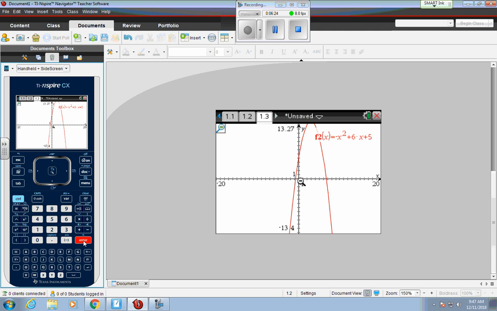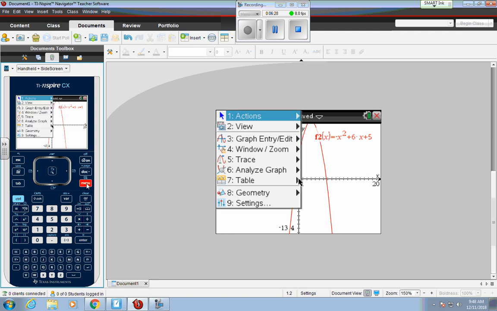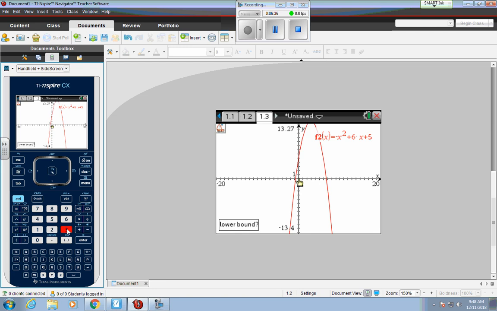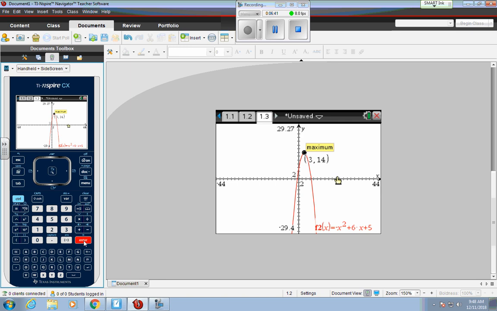Okay? We want the turning point. So menu, let's analyze the graph. And in this case, it's a maximum, not a minimum. So the maximum is 3. Lower bound, anywhere to the left, enter. Upper bound, there you go. And you see it zooms out again for you. So using the table and your graph to determine the turning point is 3, 14.